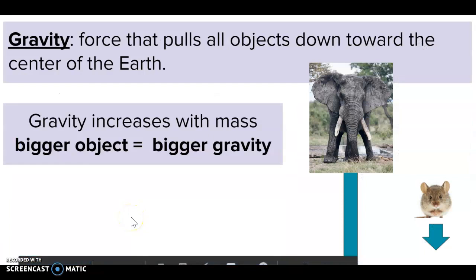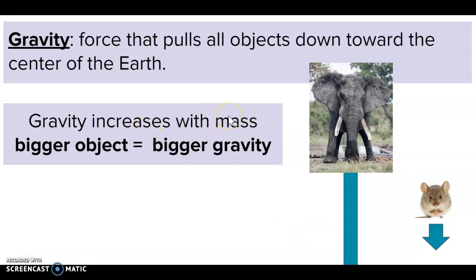gravity, of course, is the force that pulls all of us down towards the center of the earth, okay? And it always is a downward arrow. Gravity is going to pull on objects harder the more mass they have. So the more particles that are inside an object like the elephant, the more gravity will pull down upon them. It'll be a bigger force.